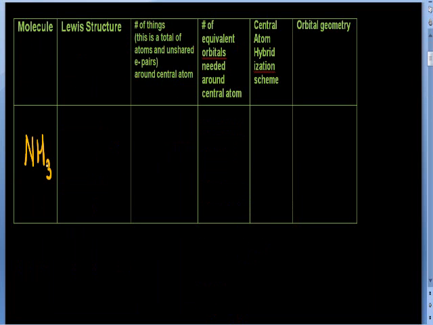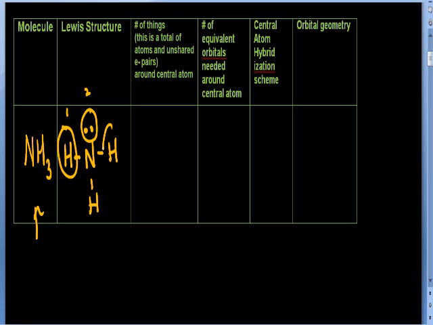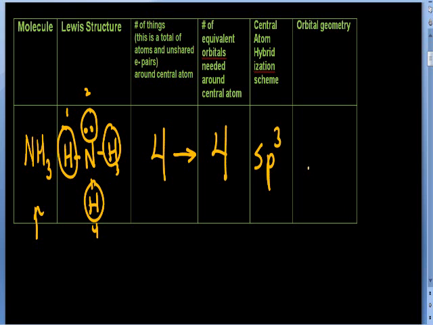Let's do an example of how we'd use this information. Let's start out with the molecule ammonia, NH3. Looking at our Lewis structure of NH3, we have one atom, an unshared pair for 2 things, another atom for 3, and then another atom for 4 things around our central atom. The number of things tells us how many equivalent orbitals we need. The number of equivalent orbitals is 4. 4 equivalent orbitals is provided by sp3 hybridization.